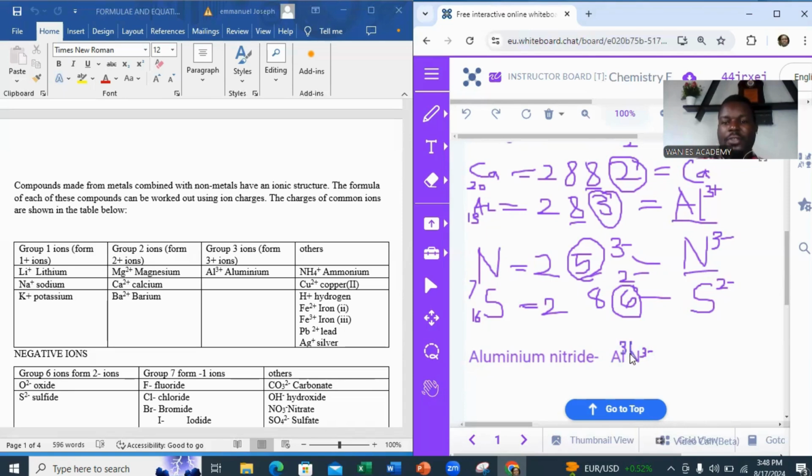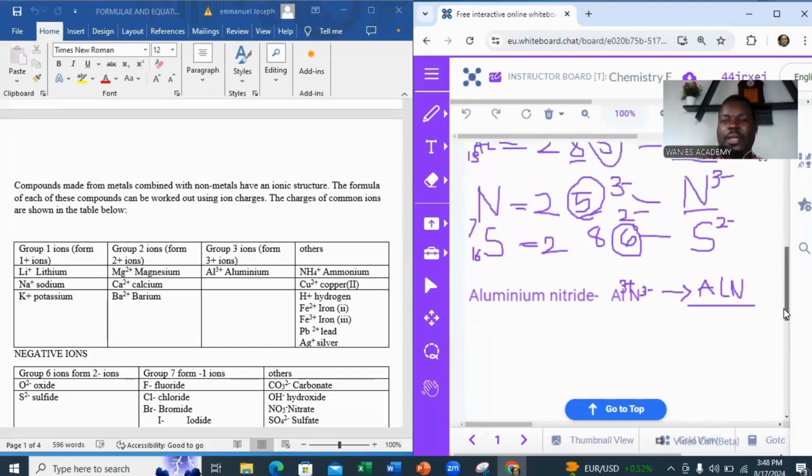So that brings us to the rule of writing the formula. The rule is the charges must sum up to 0. And when you have +3 and -3, you automatically get what? 0. So that brings us to this as the formula for aluminum nitride, AlN, because when you add up the charges, you get 0.